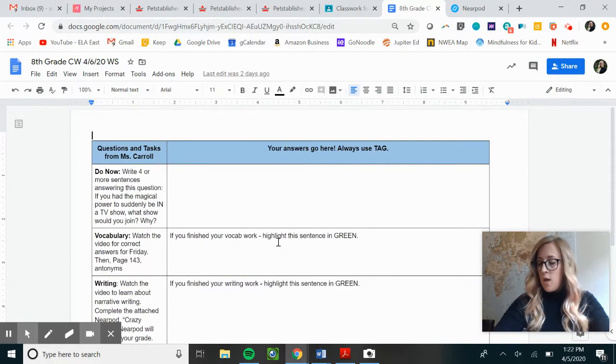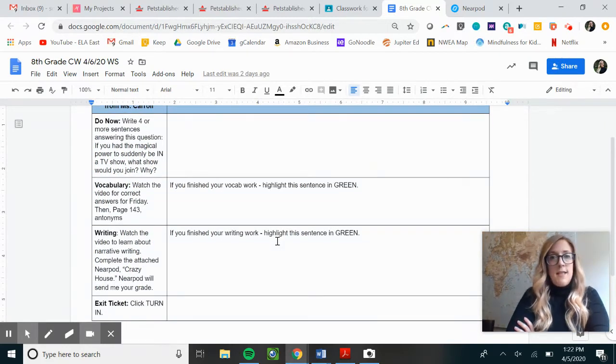The first thing we're going to do in our lesson today is I'm going to give you the correct answers for last week's vocab and then give you your new vocab activity. And then we are going to learn some brand new material about writing our own personal narratives.